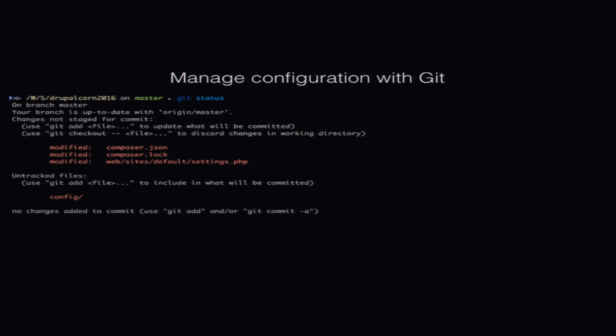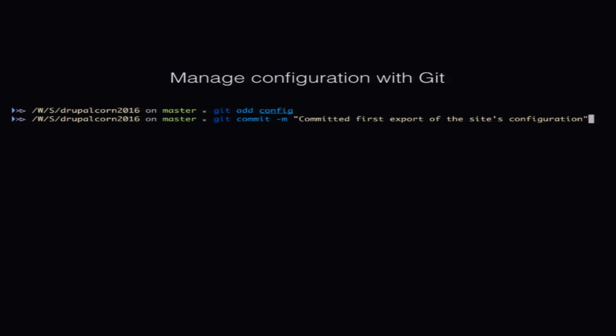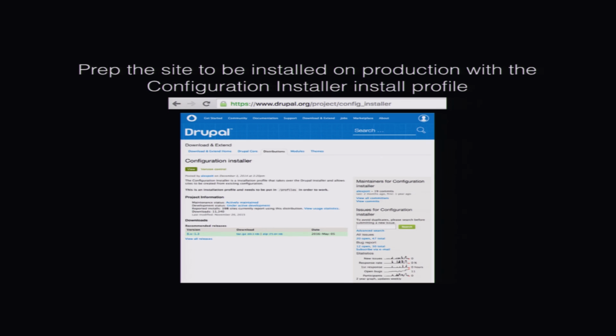Cool. So when we do a git status, we can show that we actually never committed our settings.php file after we changed that config directory, or our composer files after we required the admin toolbar. So that's what I do now. I'm just gonna commit those real quick and push that up. And now we're left with just the config directory, so we can git add config and commit that. And then push that up, and now our config is up in our remote repository, ready to be pulled to staging or production or whatever.